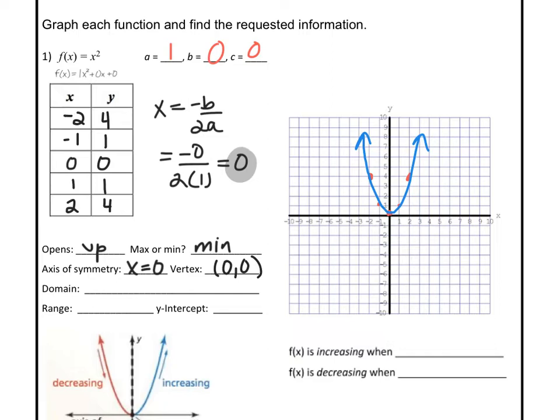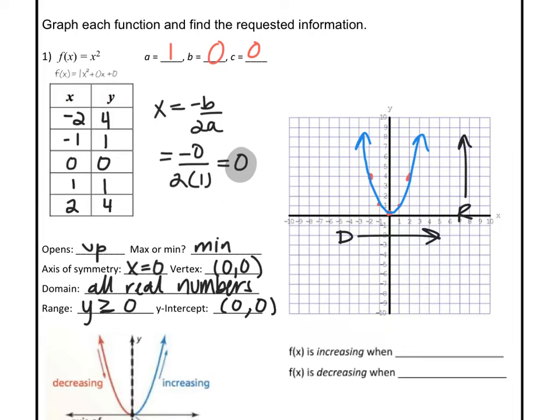Now let's do the domain. Domain goes from left to right. So because it has arrows and never stops from left to right, we say that the domain is all real numbers. The range is from lowest to highest. So the range is y values at 0 and up. So it'll be y is greater than or equal to 0, because if you look, it starts right here at 0 and then goes up. So the y-intercept, last thing, is 0, 0.